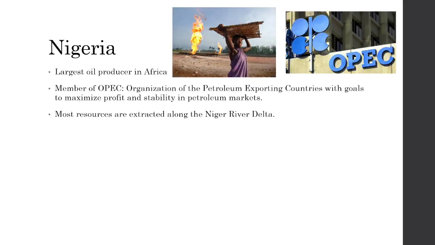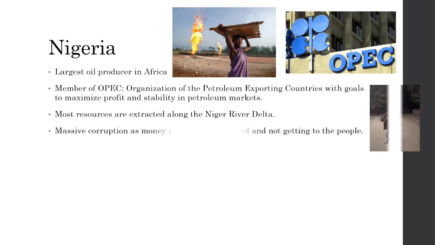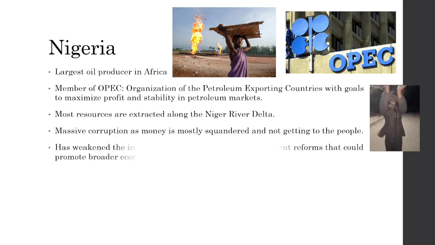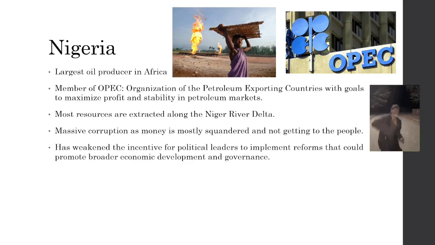Most resources are extracted in the southern Niger River Delta. However, there's also massive corruption as money is mostly squandered, and it's not getting to the people. It has weakened the incentive for political leaders to implement reforms that could promote broader economic development and governance.